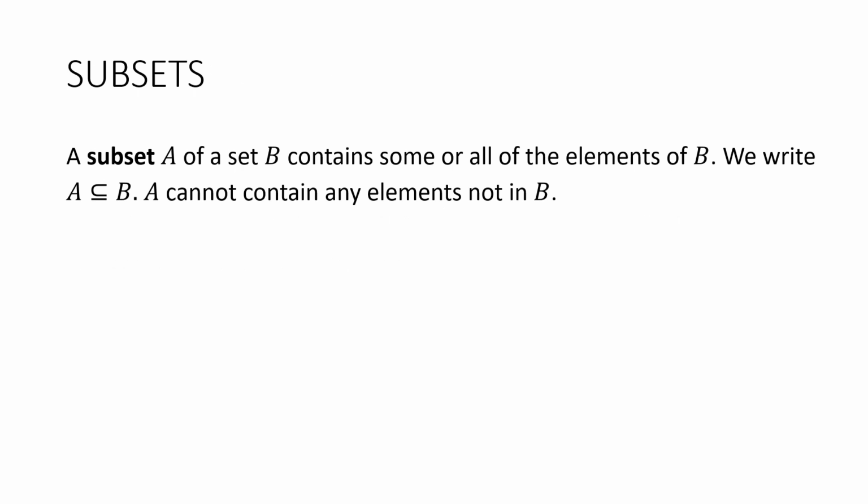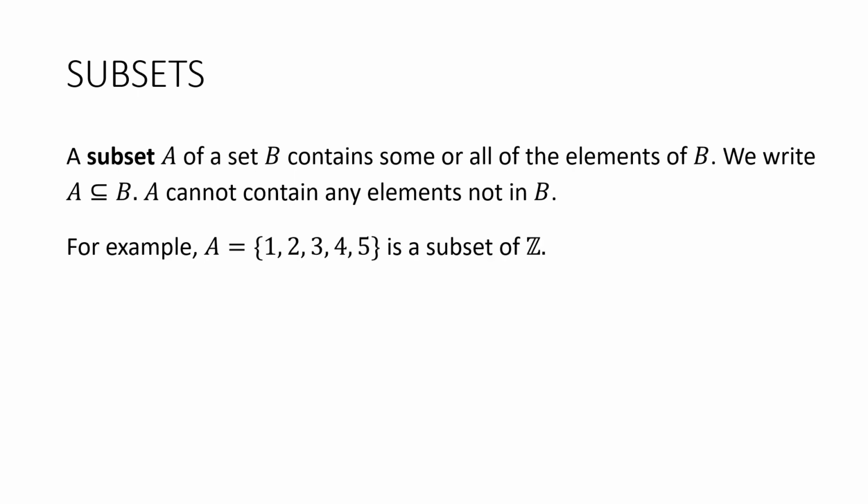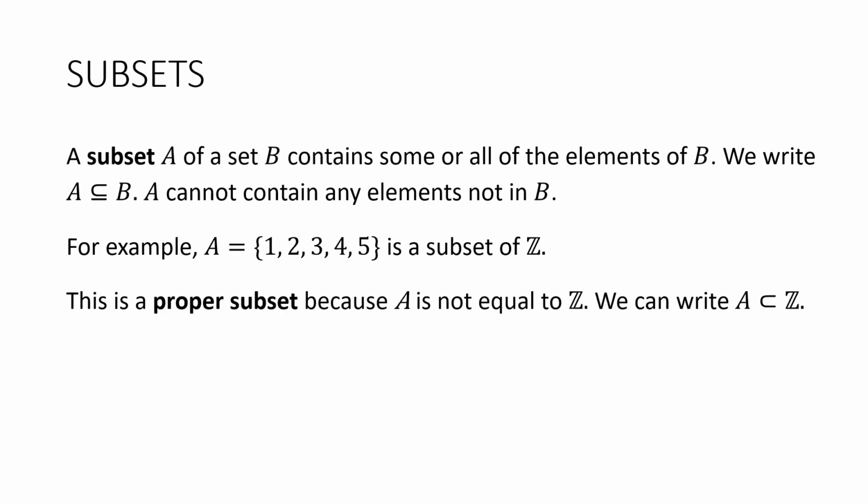A subset A of a set B contains some or all of the elements of B. And this is what we write. This is the symbol for is a subset of. And so A can't contain any elements that are not in B. So for example, our set A, it's a subset of the set of integers Z. It's actually a proper subset because A is not equal to Z. So we don't need this equality here. We can just write A is a subset of Z.